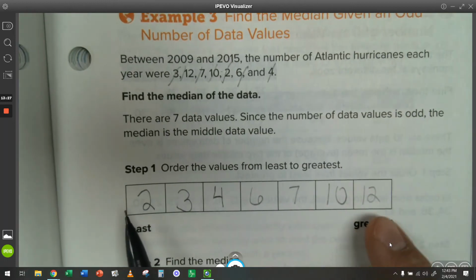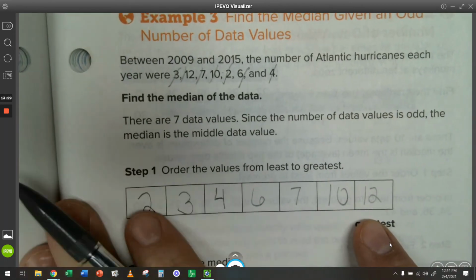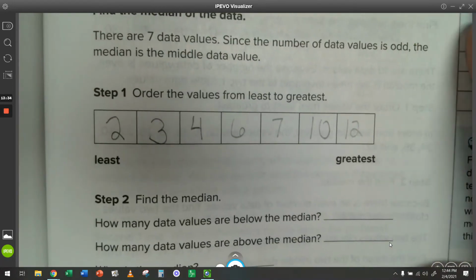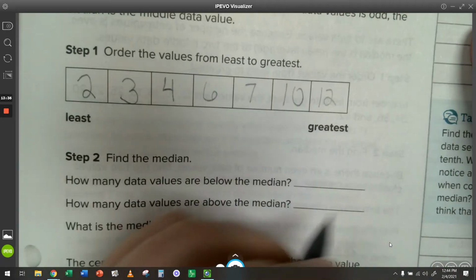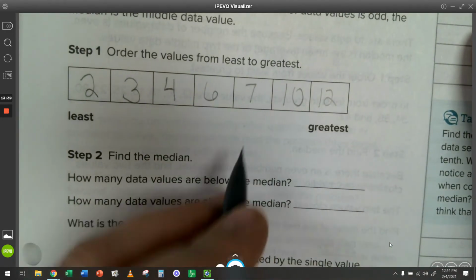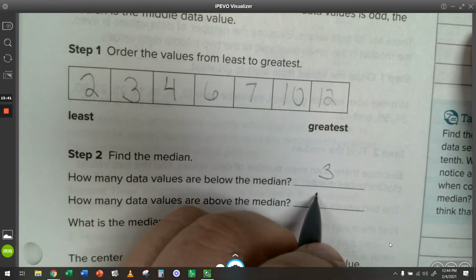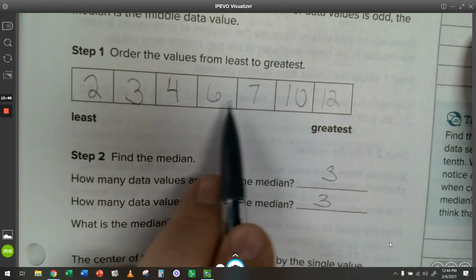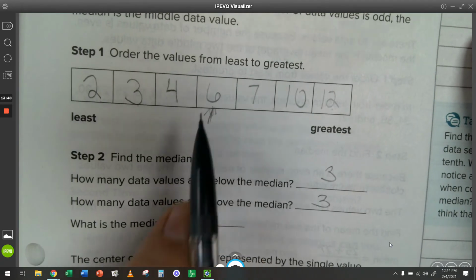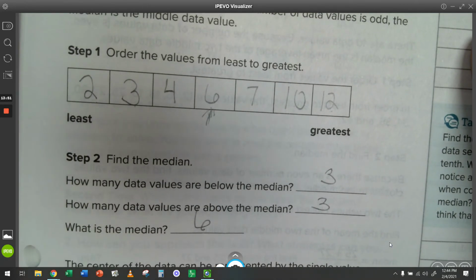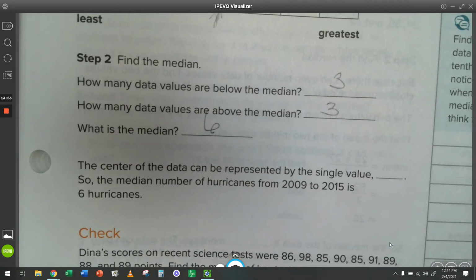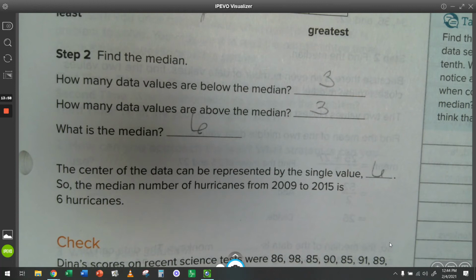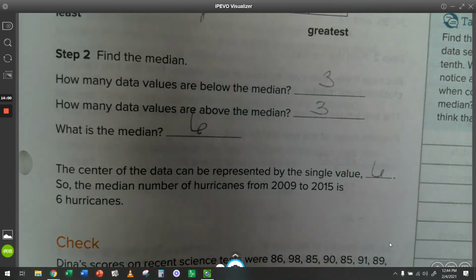Now, because there's 7, I know that there's going to be 3 on the lower half and 3 on the upper half and 1 in the middle. So the 1, like this says, how many data values below the median? 3. How many above? 3. So what is the median? 1, 2, 3. 1, 2, 3. The median is right here, 6. The center of data can be represented by a single value, 6. So the median number of hurricanes is 6 hurricanes.